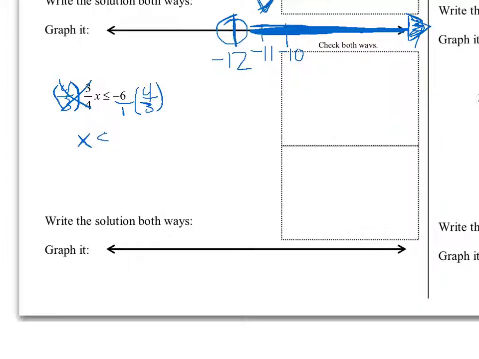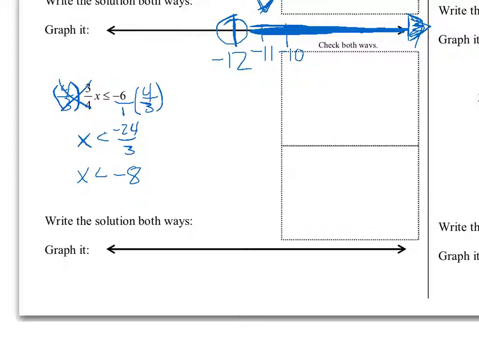All right, I want to go ahead and do this. I have x is less than -24 over 3, which I can simplify to x is less than -8. You could have done that simplification beforehand. Either way, it's up to you. Just make sure that you recognize that as a bad debt, so you have your correct sign.